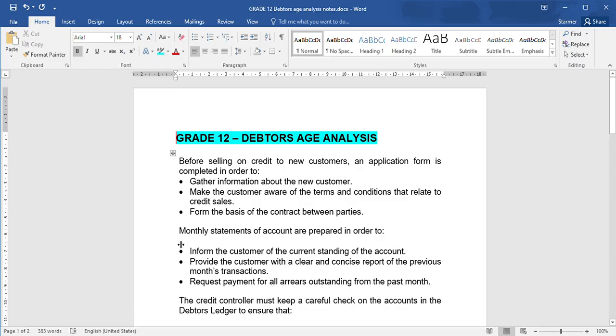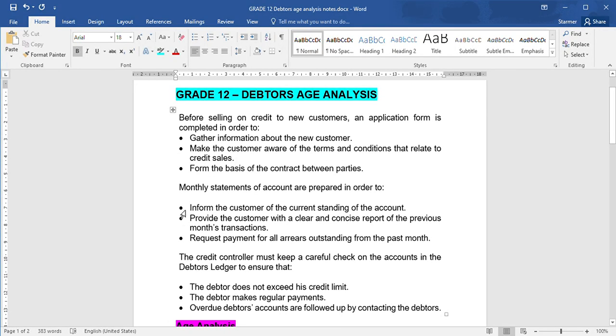Every month, you're also going to prepare and send out statements of account. Now, in that statement of account, you are informing the customer of his current standing. In other words, you are telling him this is how much you owe, this is how long you've owed it for, etc. You're also going to provide the customer with a clear and concise report of the previous month's transactions. So what the debtor can see by looking at the statement is what he purchased on credit from you, what he returned to you, how much he paid back, and so on.